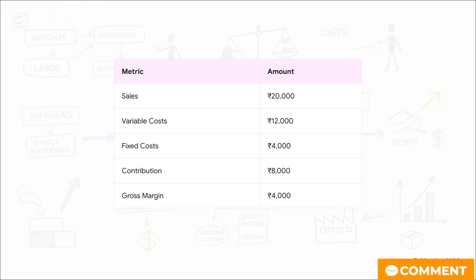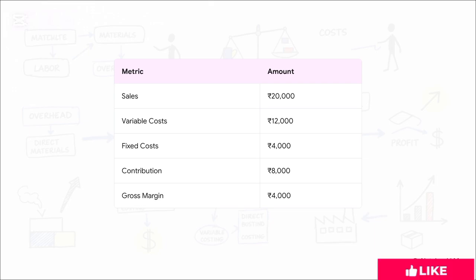Now let's just pause and run those two different margin formulas. Contribution margin is sales minus variable costs, right? So 20,000 minus 12,000, that leaves us with 8,000 rupees. That 8,000 tells the internal manager, hey, we've got 8,000 rupees available to cover our 4,000 rupees of fixed costs and hopefully turn a nice profit.